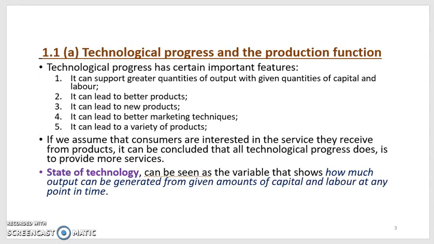Technological progress has many dimensions or features. One, it can support greater quantities of output with given quantities of capital and labor. This means that, for instance, given a certain level of capital and labor, improvement in technological progress will lead to larger quantities of output. For instance, think of a new type of lubricant that allows a machine to run at a higher speed and increase production. The second point is that improvement in technology can lead to better products.